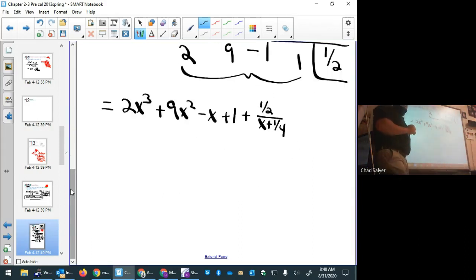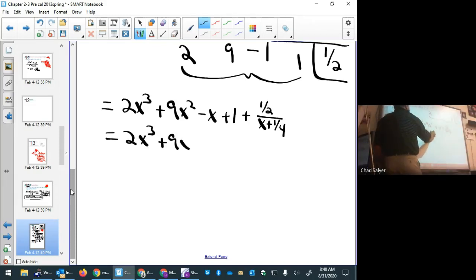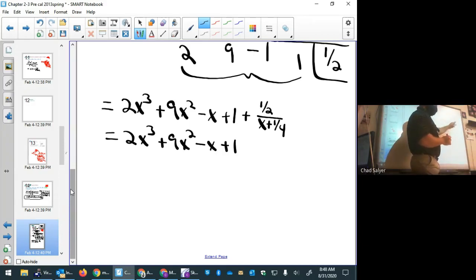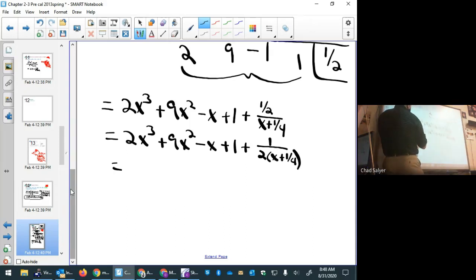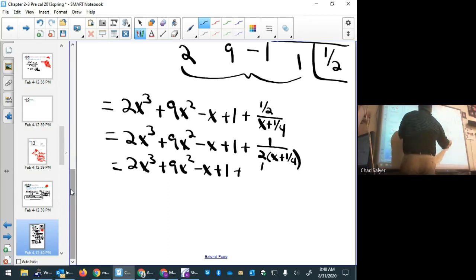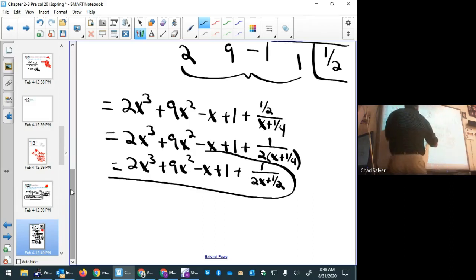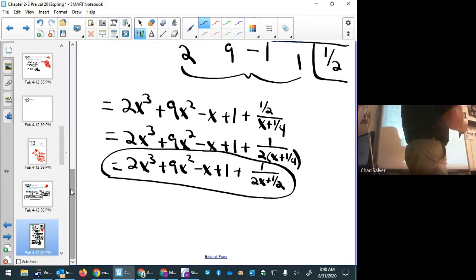So that's a perfectly good answer as far as I'm concerned, but sometimes your book likes to simplify this like so. So complex fractions are technically not fully simplified. That's when you have a fraction within a fraction, like you see here. Anything that is a denominator in the numerator's fraction, I can just multiply the denominator by, like so, and get 2x cubed plus 9x squared minus x plus 1 over 2x plus 1/2.